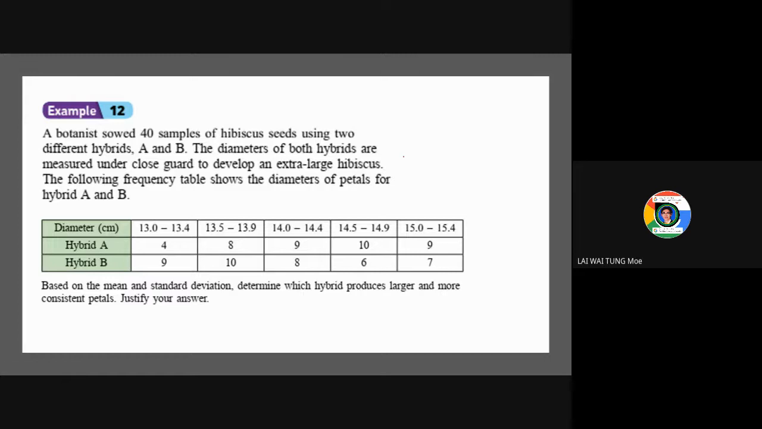Okay, so I hope you can see my writing. Can you see? Yes, sir. Okay, thank you for your response.